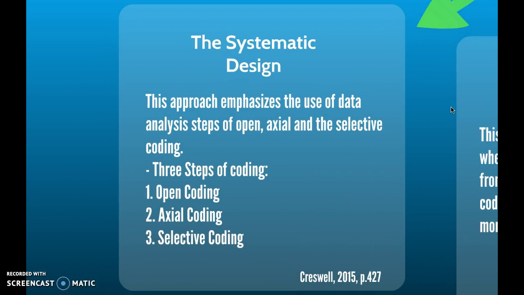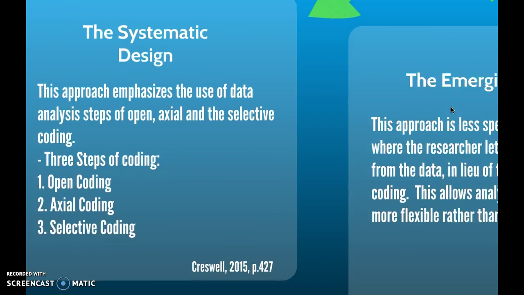The first is a systematic design. This approach emphasizes the use of data analysis steps, and there are three steps of coding. The first is open coding, the second is axial coding, and the third is selective coding. So there's some really great detailed information presented by Creswell on page 427 that takes you through that.